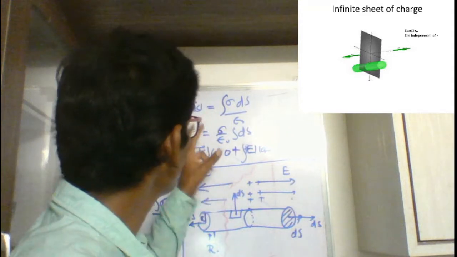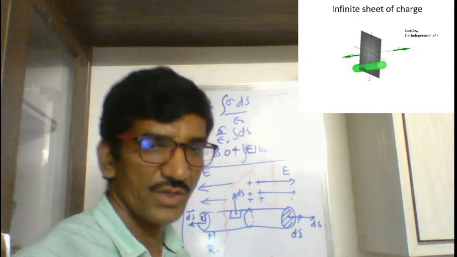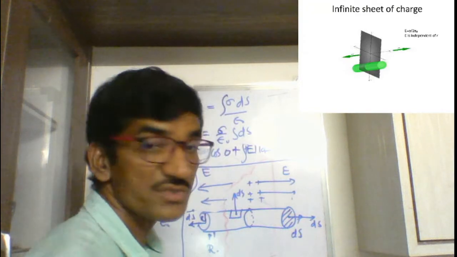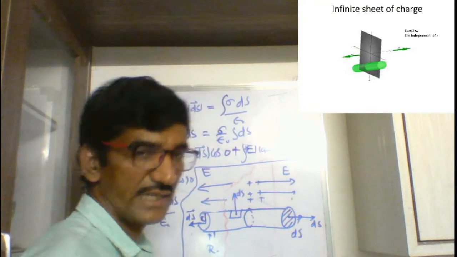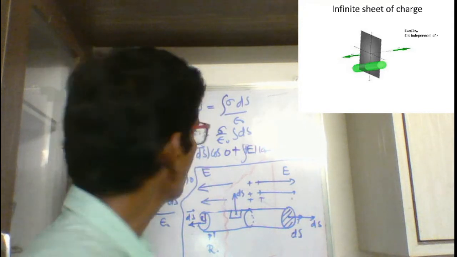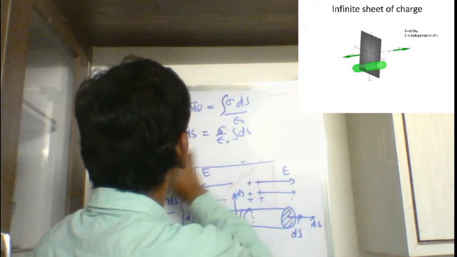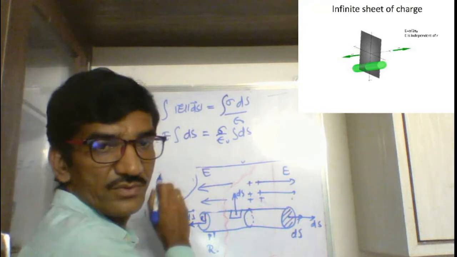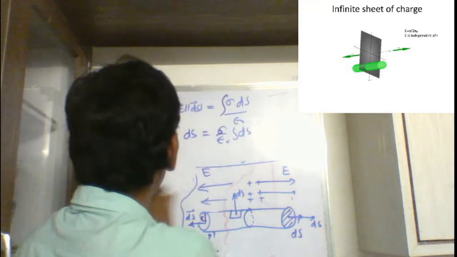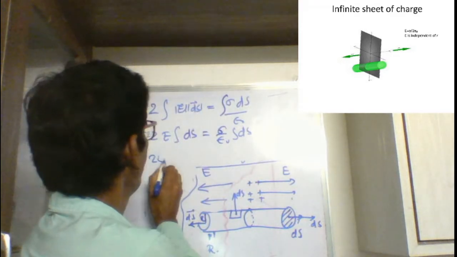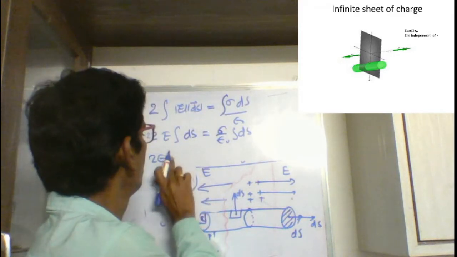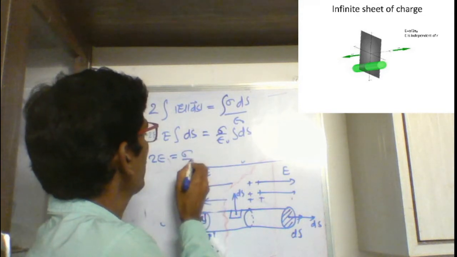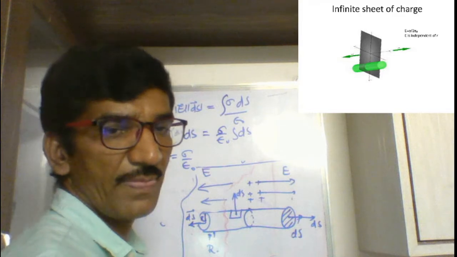Now you can see, after this step, what you have to write? On both sides you are having sigma ds. That is the total area. So simply now you can write this as 2E is equal to, on this side what you are having, sigma by epsilon.